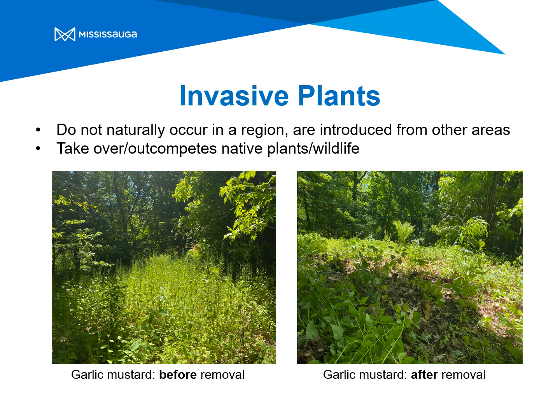The image on the left shows a patch of garlic mustard in Tecumseh Park in Mississauga before the invasive plants have been removed. As you can see, the garlic mustard has completely overtaken the area and there is no room for native species to grow. The image on the right shows the same area after the garlic mustard has been removed. You can see that there are native fern and flower species present that now have room to grow.